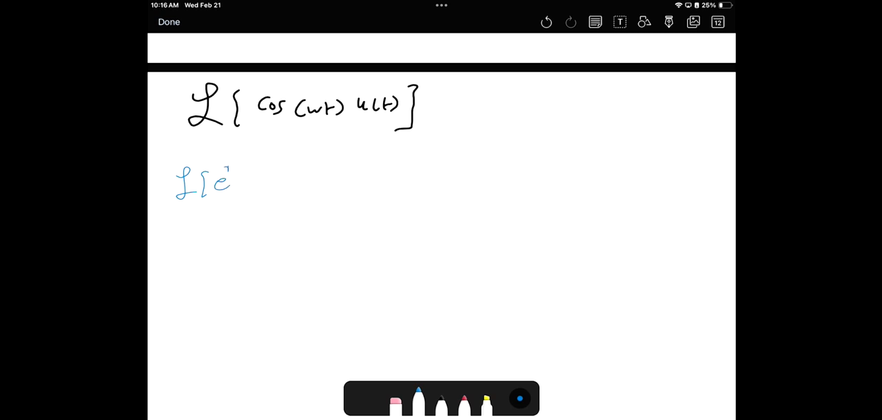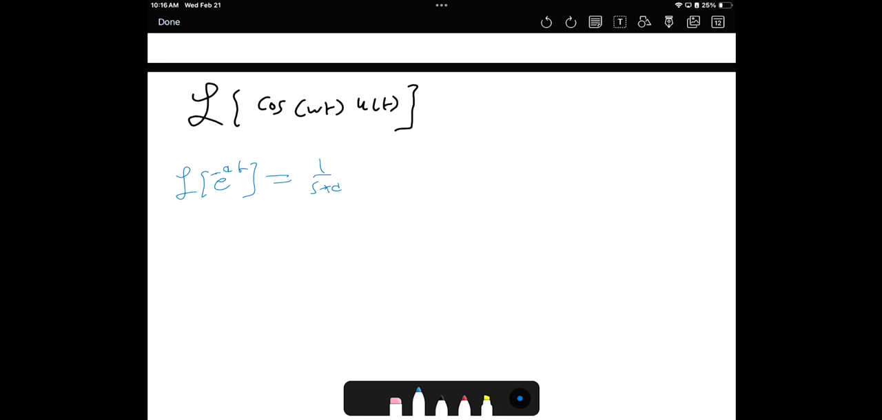e power negative at equals 1 over s plus a. That's what we know in the exponential, which is the regular one. But what we have here is the cosine. How can we find the cosine using the exponential form? Try to convert the cosine to an exponential form.